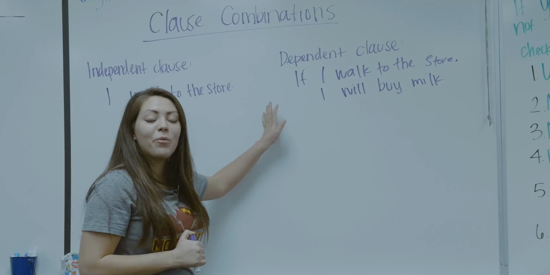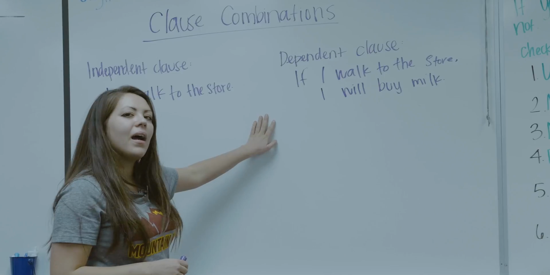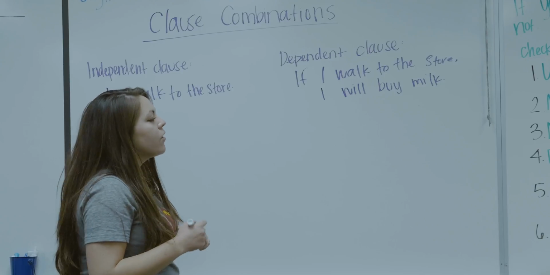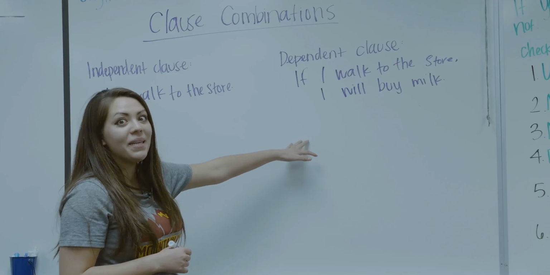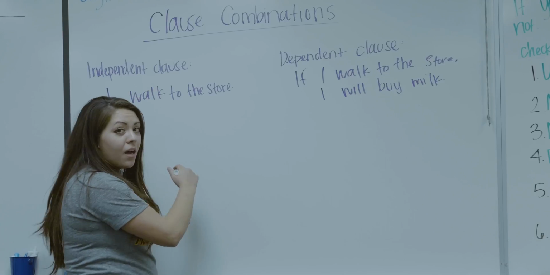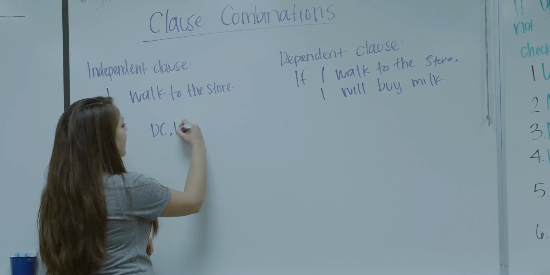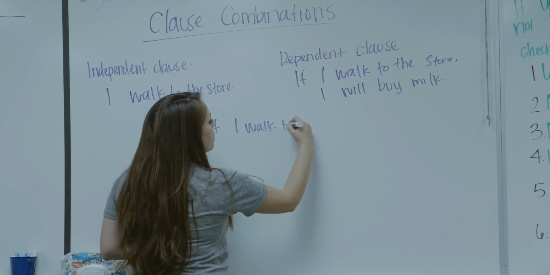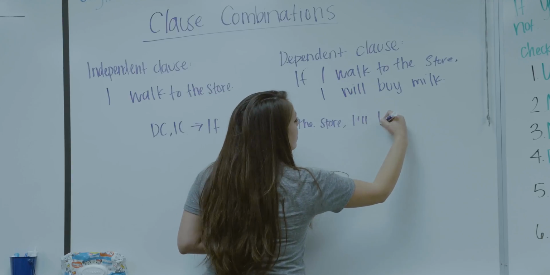Now that we remember the difference between our independent and dependent clause, let's talk about how to combine them correctly so that we don't make any mistakes. The first way that we can combine an independent clause with a dependent clause is shown exactly like it is here. This combination we're going to write as DC, comma, IC. So for example, if I walk to the store, comma, I'll buy milk.